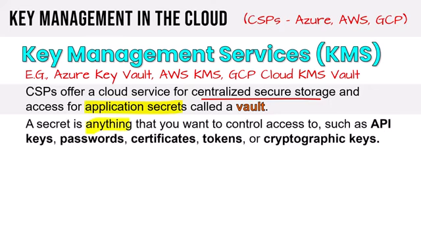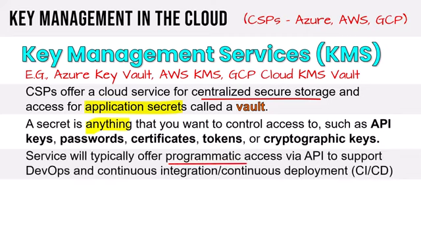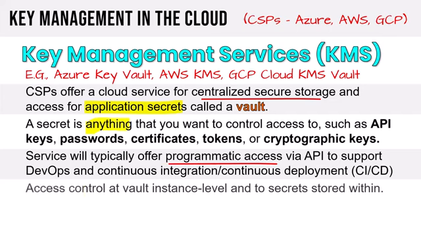And a secret in this context is anything that you want to control access to, like API keys, passwords, certificates, tokens, or cryptographic keys. And the service will typically offer programmatic access via API to support DevOps and continuous integration and continuous deployment or delivery, which is CI/CD.